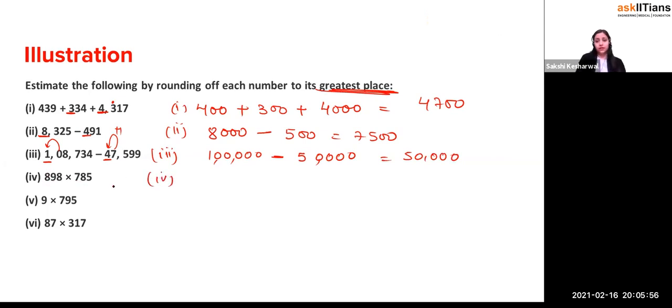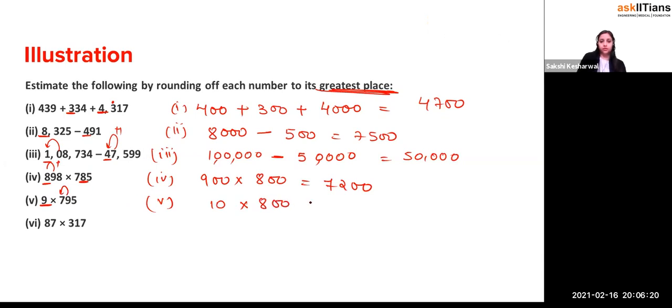Coming to the fourth part, it is written 898 times 785. 898 will be approximated, adding 1, to 900, times 785, where 8 is greater than 5, so this will be 800, right? So this is equal to 7200. This is your approximate answer, right? Coming to the fifth part, 9 is approximately closest to 10, times this again 9, so this is 8, which is 800. So this is equal to 8,000 approximately, right?